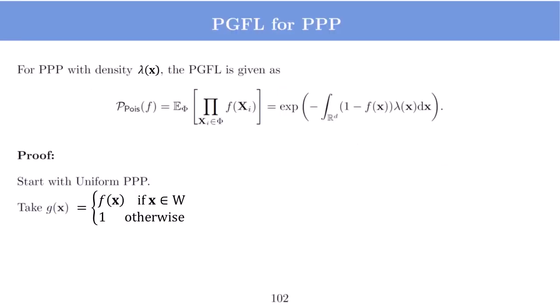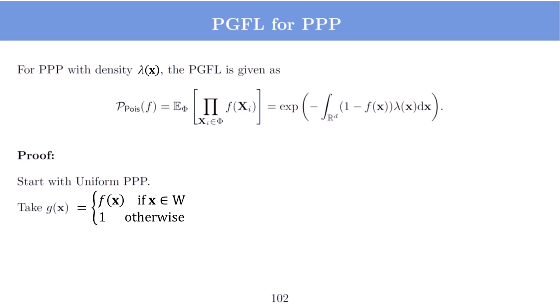We now compute the PGFL for the PPP. We first state the result that for a PPP with density lambda(x), the PGFL is given as the exponential of minus the integral of (1 minus f(x)) lambda(x) dx over R^d. So now we'll see its proof.